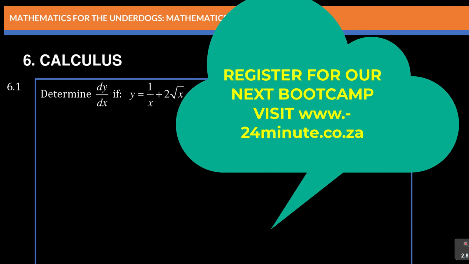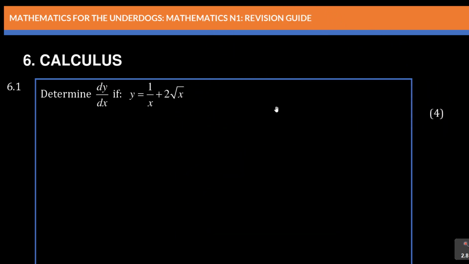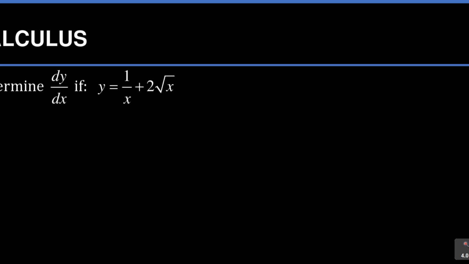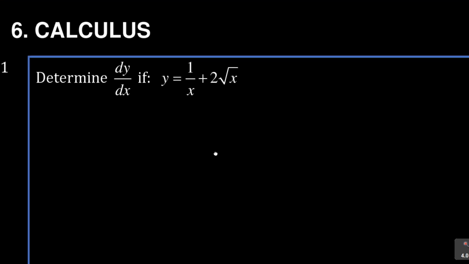Determine dy over dx there, and with calculus I think the concepts you already know, but what I wanted to bring to your attention is calculus is more dependent on your exponents more than anything. So like this question here, 4 marks, I cannot do calculus on 1 over x, and I cannot do dy over dx on that square root of x, meaning I need to first simplify them using the laws of exponents so that I can apply the rules of calculus.